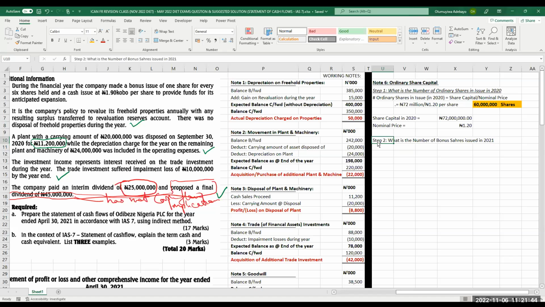And what do you do in that case? You ask yourself, what is the conversion ratio? Bonus issue ratio. We are told here that 1 share for every 6 shares held, which means I'll say 1 new share for existing 6 shares. That's 1 to 6.